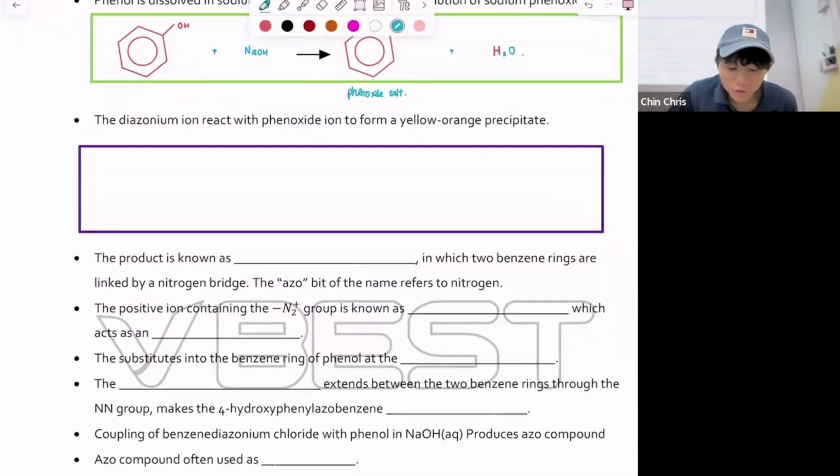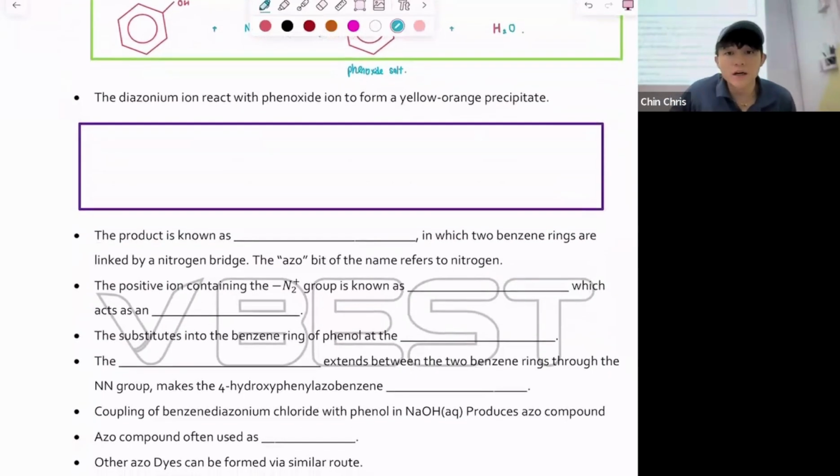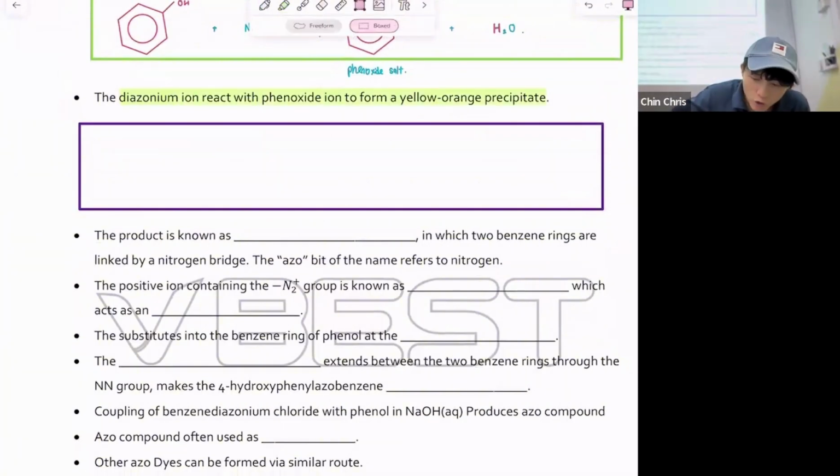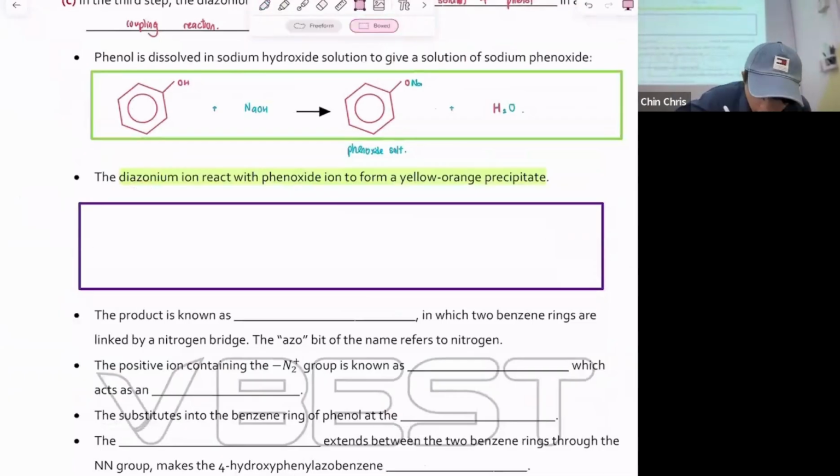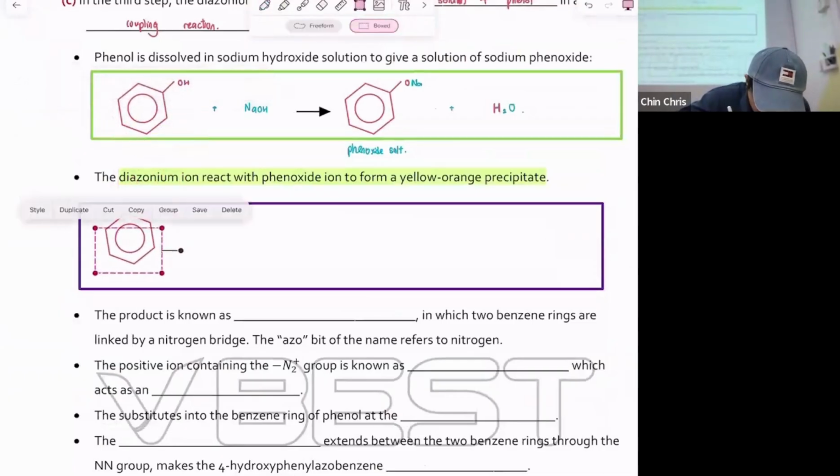Next, the diazonium ion reacts with phenoxide ion to form a yellow-orange precipitate. All right, guys, right now let's look at the diazonium ion. This is our diazonium. So I'm going to rotate it this way.